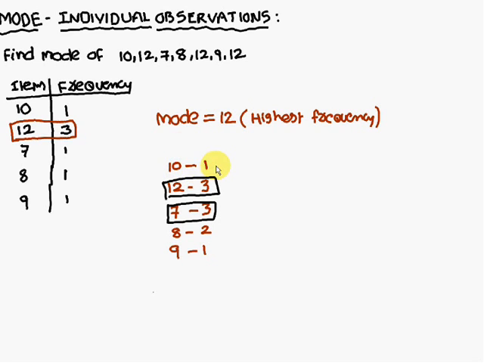Next, consider one more problem like this. 10 has occurred 1 time, 12 has occurred 3 times, and 7 has occurred 3 times, 8 occurred 2 times, 9 occurred 1 time. Then for this problem, what is the mode? 12 occurred 3 times, and 7 also occurred 3 times.